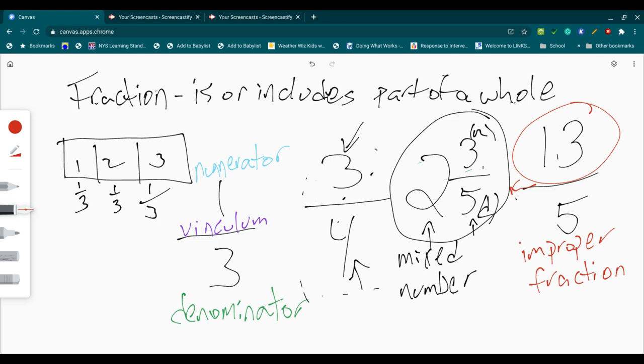Remember, the number on top is the numerator, the number on the bottom is the denominator. The denominator tells you how many total pieces that whole is broken up into. The numerator tells you how many that you have.